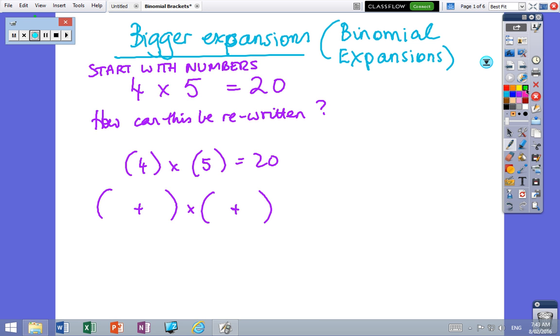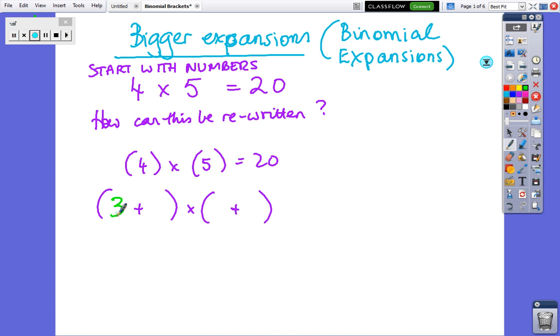Okay, so this isn't the hard part. So I've got 3 and 1, for example, and I've got 3 and 2. Okay, so that's not the hard part. But then I want to show you how we could expand out. Now we've got 2 parts multiplied by 2 parts.